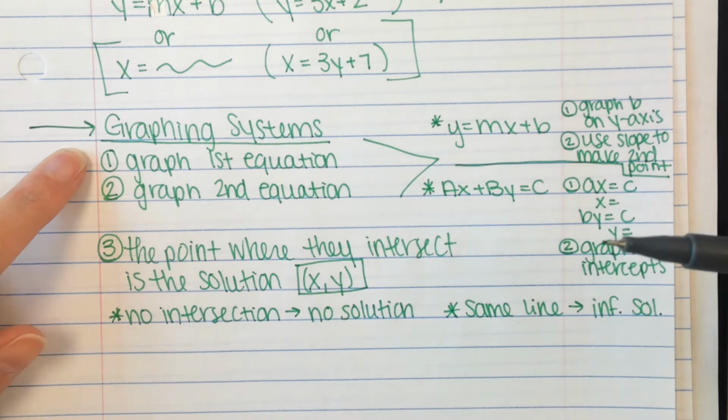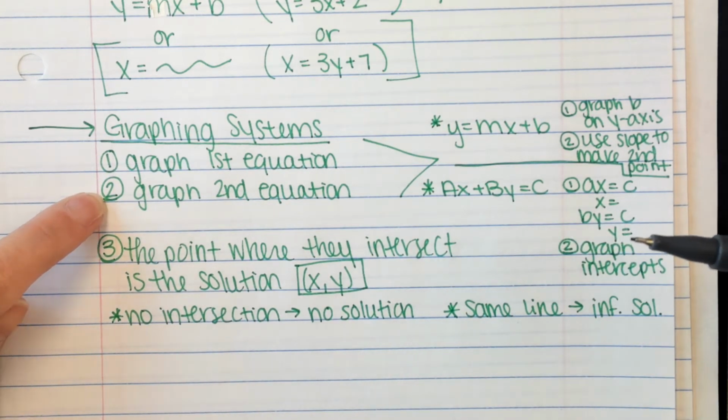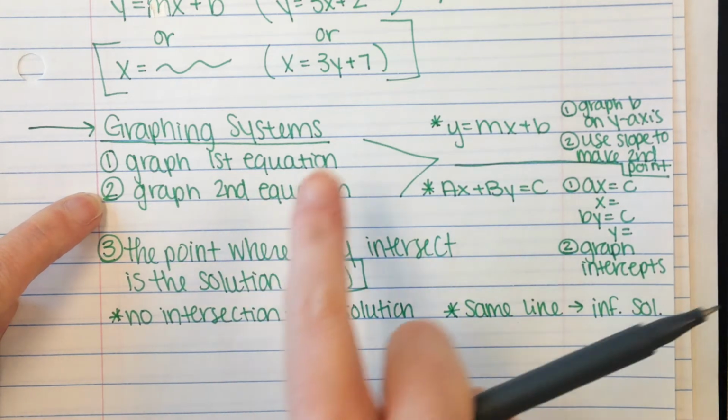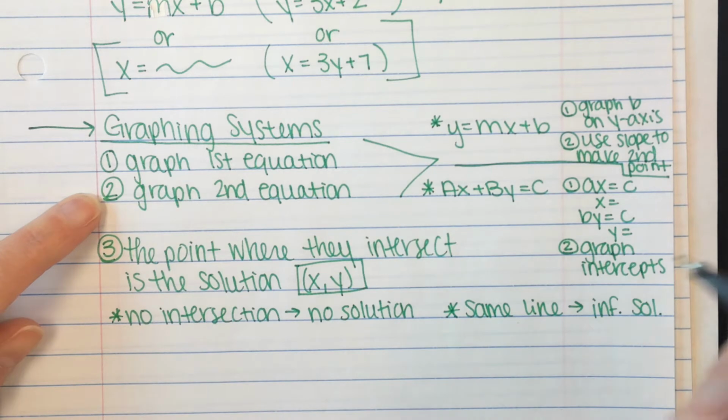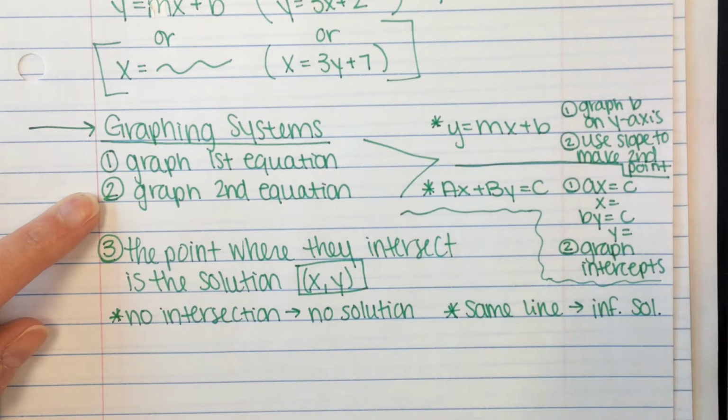Step 1, you're going to graph the first equation, and step 2, you're going to graph the second equation. Now, depending on what your equations look like, you can do that a couple different ways. So I made some little notes over here to the side. And actually, let me draw a little line there to help separate that.